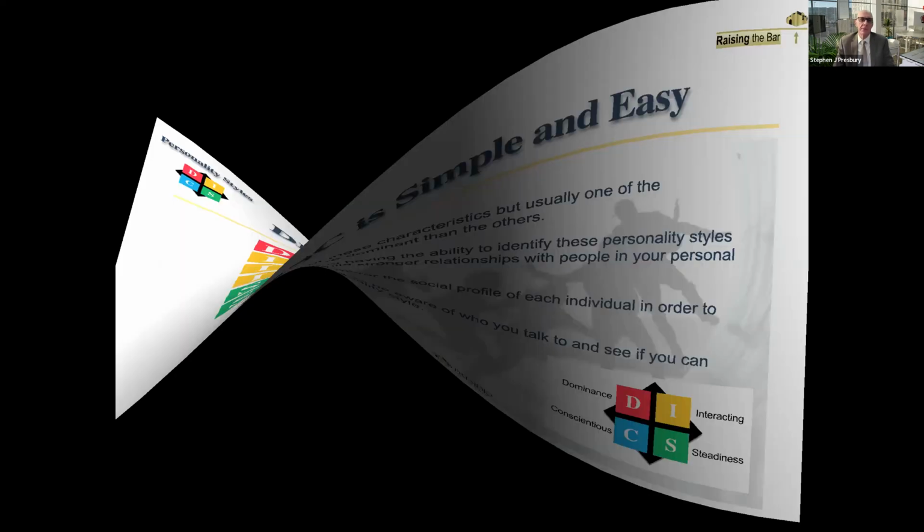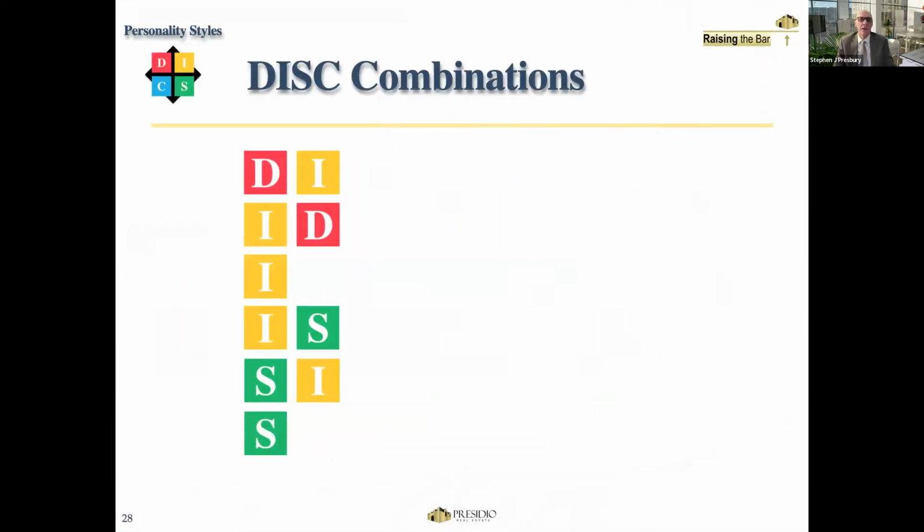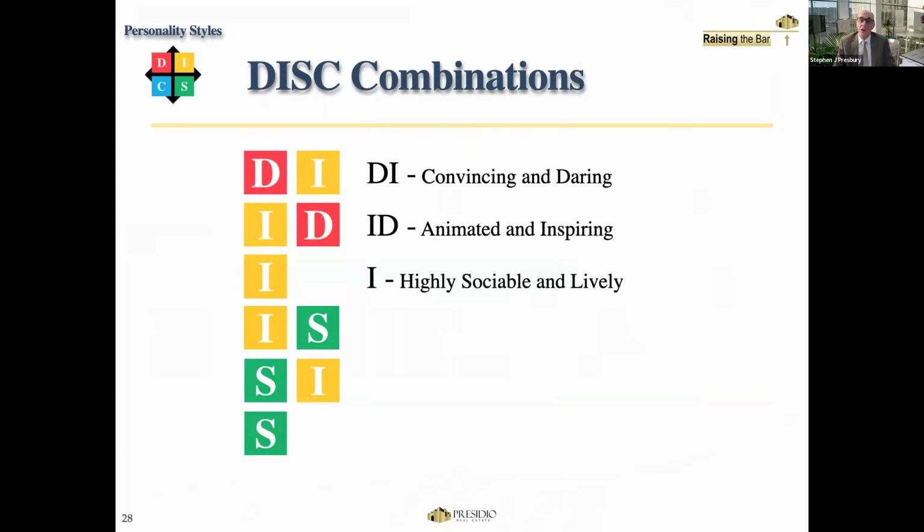So let's see if we can break this down. We'll start off. They are groups of these, and we'll just go through these and then we'll review them in detail. So the DI is obviously convincing and daring, the ID is animated and inspiring. The I's are obviously high social and lively folk.